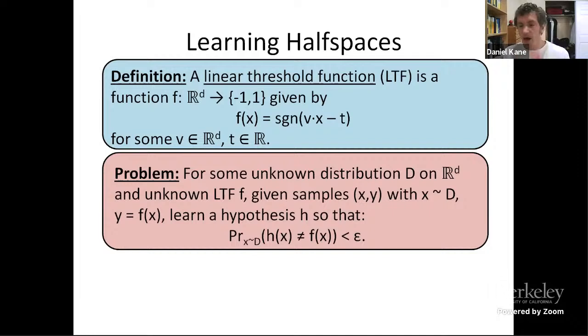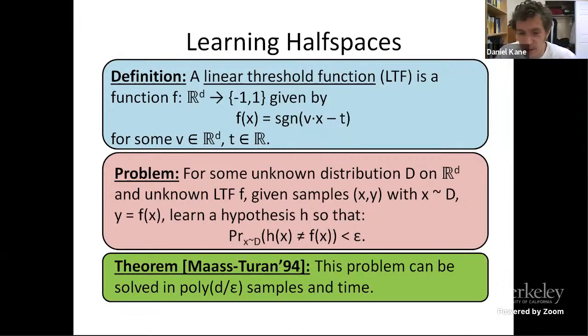So there's some unknown distribution D on R^d and some unknown linear threshold function f. You're given samples (x, y), where x comes from the distribution D and y is equal to f(x). And you'd like to learn a hypothesis h such that the probability that h(x) is not equal to f(x) is, say, less than epsilon. And when you put it this way, this is actually reasonably well known. It's been known for some time that you can solve this problem in something like polynomial in d over epsilon time and samples. And these results are pretty well established these days.